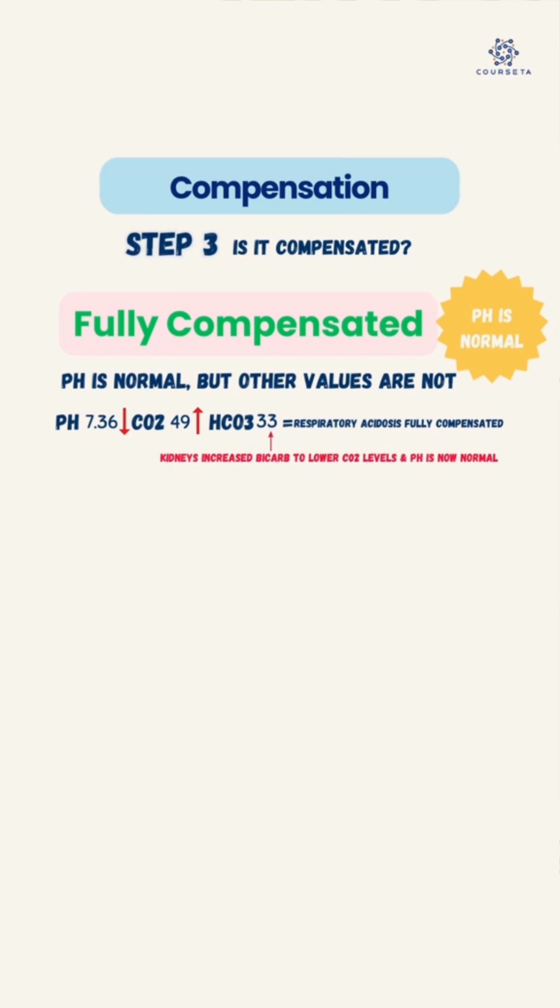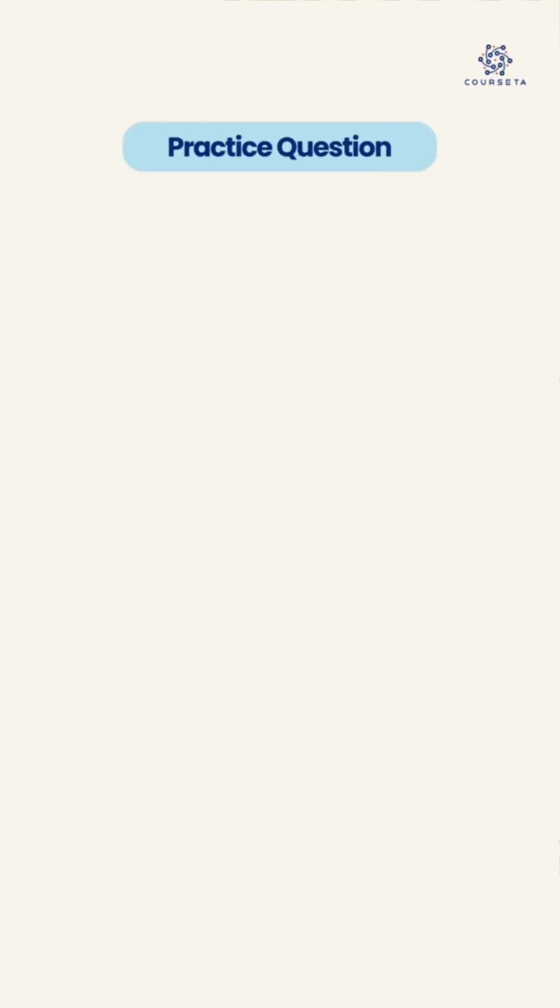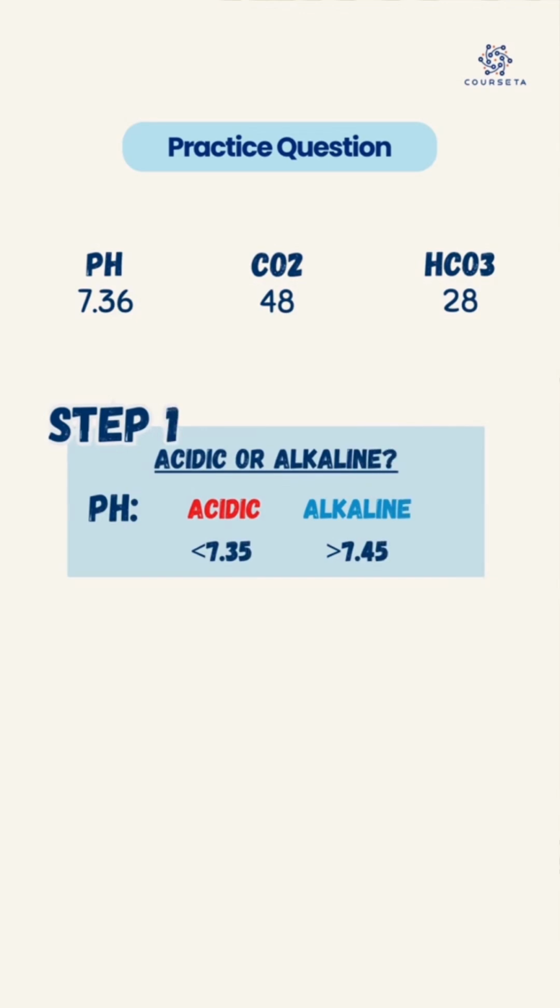So the big kicker here is that if it's fully compensated, your pH is going to be normal. But your other values, such as your CO2 and HCO3, of course, are not going to be normal. So let's do a quick practice question here. We have a pH of 7.36, a CO2 of 48, an HCO3 of 28. First step, let's determine if it's acidosis or alkalosis. Well, we see a pH of 7.36, it's in the normal range, but if we look at the other values, they're out of range, so this would be considered acidosis.